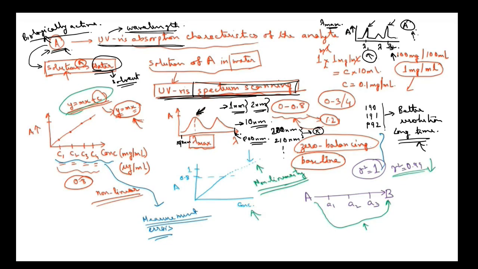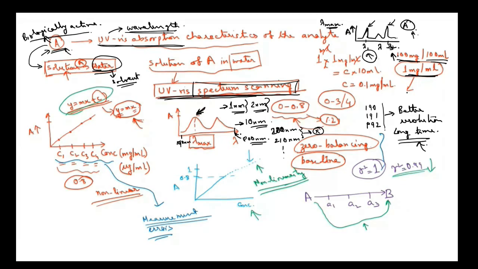So after the identification of the single wavelength for the analyte which we have been given, what you can do is make different solutions of different concentrations of the analyte A. Say we prepare an analyte stock solution of 100 mg per 100 ml. That means we have prepared a stock solution of 1 mg per ml.